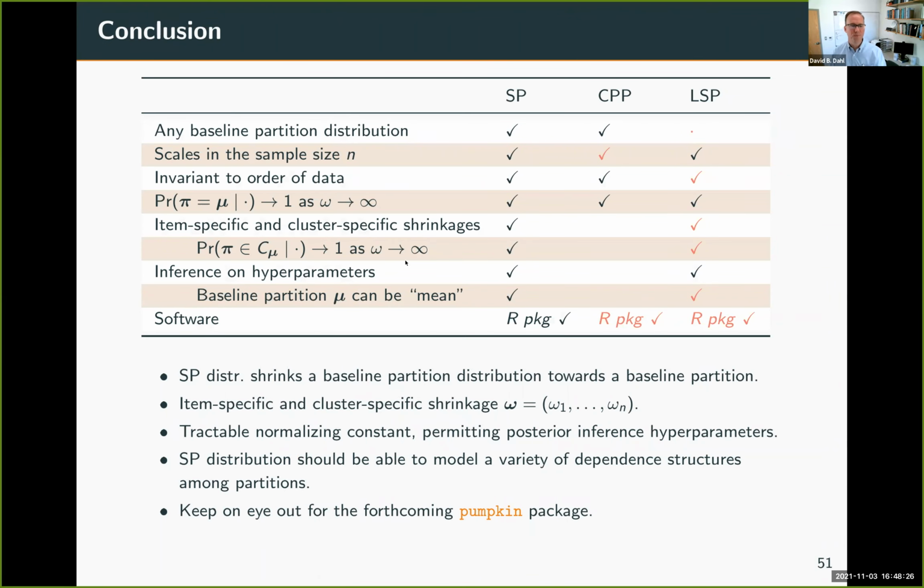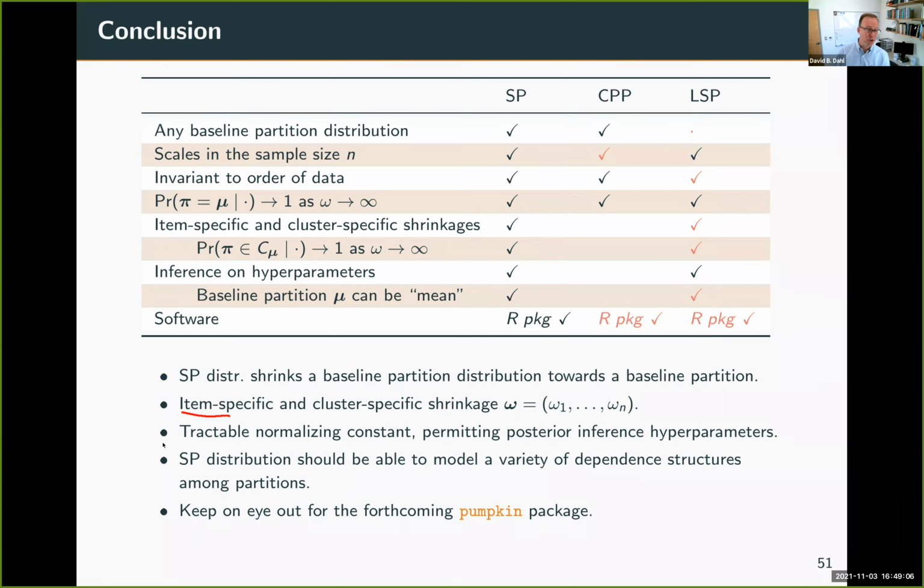So by way of conclusion, we have proposed the shrinkage partition distribution, which takes a baseline partition distribution and shrinks it towards a baseline partition, a best guess. We're really excited about the fact that we have item-specific or cluster-specific shrinkages, which we think really brings a lot to the table, because we think it's very natural to have a prior guess as to the clustering of some things, but not as much information about the clustering of other things. And it's natural to want differential shrinkage information brought into the analysis, as opposed to having a global shrinkage parameter.